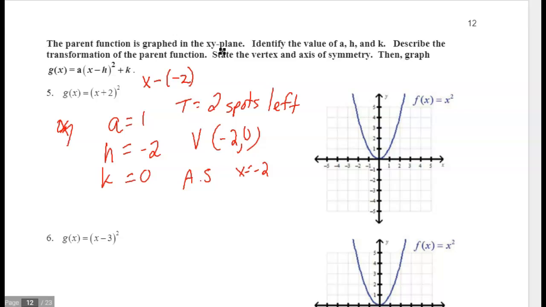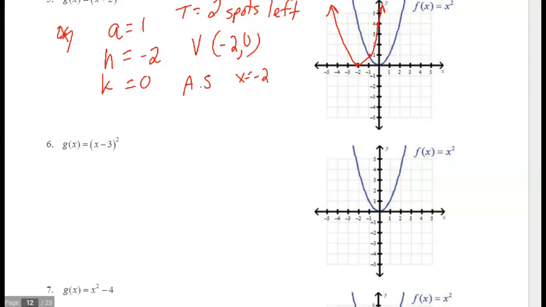And then it says graph it. I'll let you sketch these today, but if it was a test or quiz, I would expect to see all the points. So you just go -2, 0. Normally you would go through and hit all your points like that. The only thing I want you to note is that if we were to start to add stretches or compressions, then you would need to make sure that it goes wider or narrower as it's supposed to.